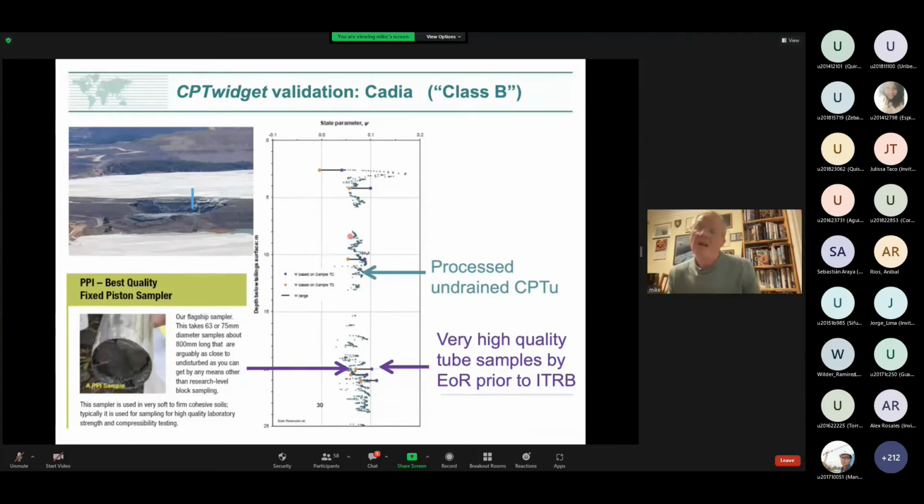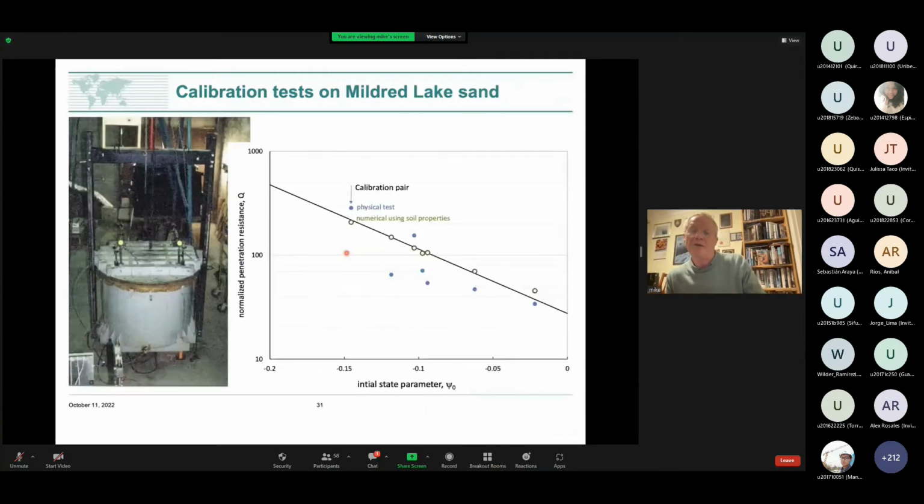We can only call it a Class B validation because we were not aware that the reference data existed, but it did exist before we did the prediction. So it's only a Class B one. But that made us pretty confident, or added further confidence to that previous cross plot I showed you. We have got a pretty good handling of what's going on.